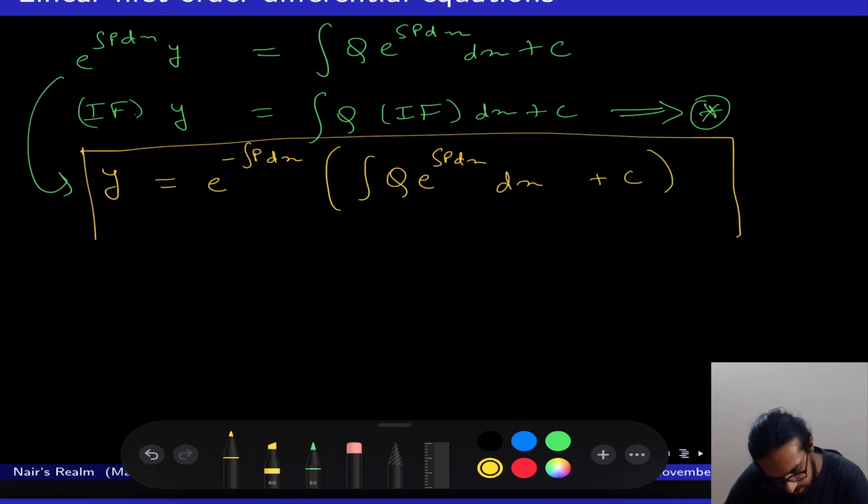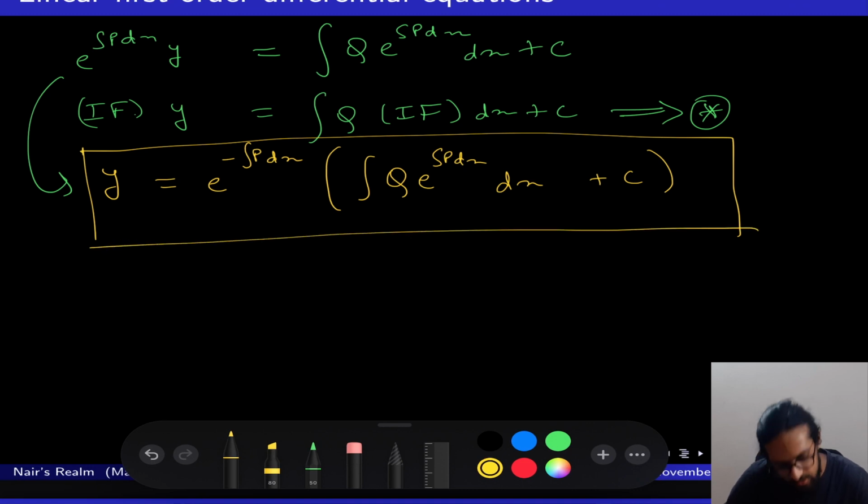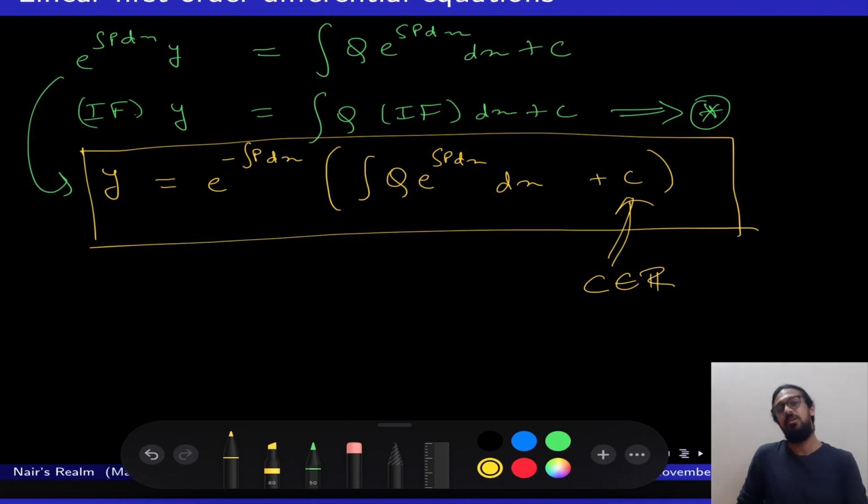Now this is the solution of our linear first order differential equation. This is a general solution because I don't know what the value of the constant c is. C belongs to R. And based on the initial condition or some particular final condition, depending on whether it's an initial value problem or a final value problem, we can find the value of c.